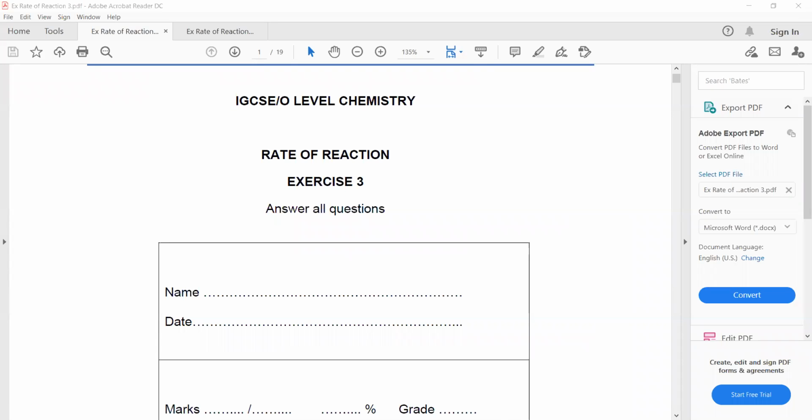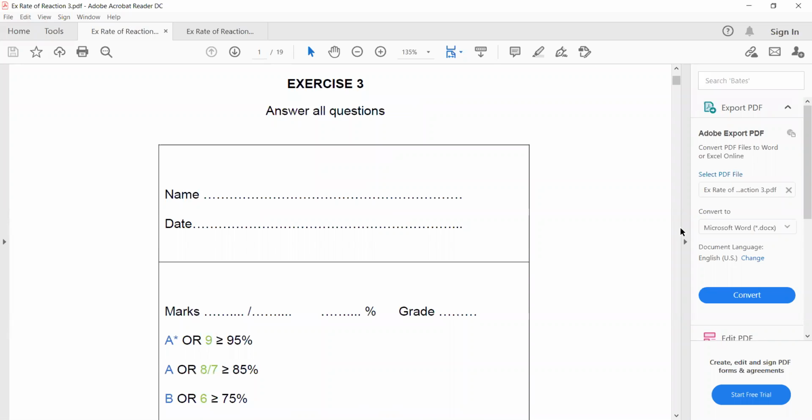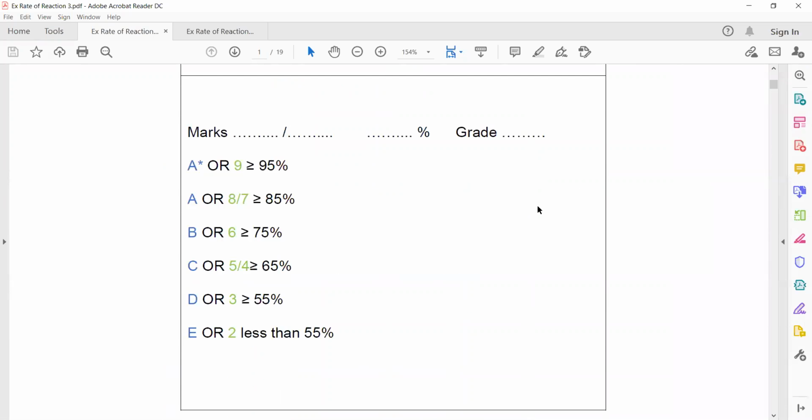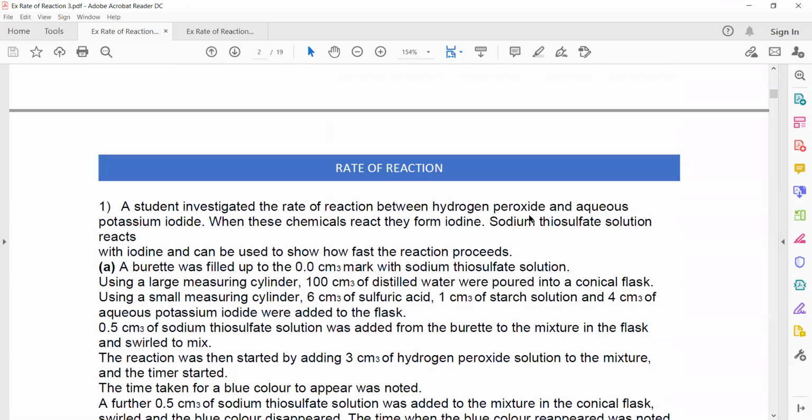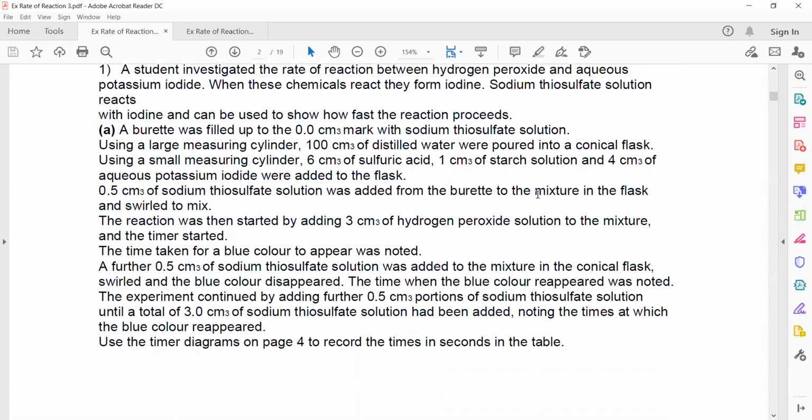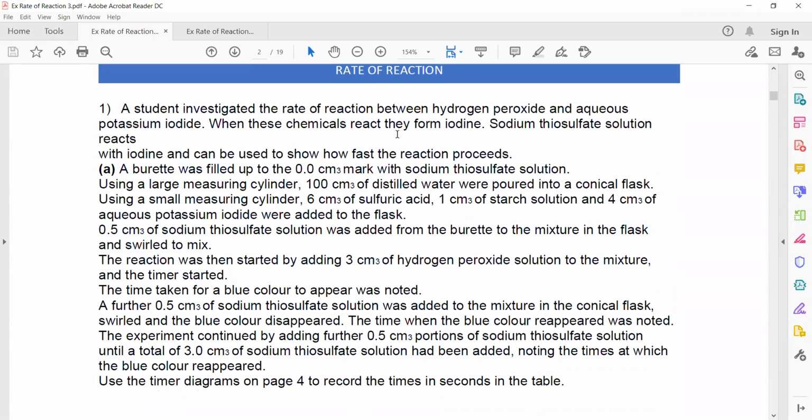One of the questions I will solve, and other similar questions you can solve as homework. This is exercise 3 of speed or rate of a reaction. A student is investigating the rate or the speed of a reaction between hydrogen peroxide and aqueous potassium iodide. When these chemicals react, they form iodine.